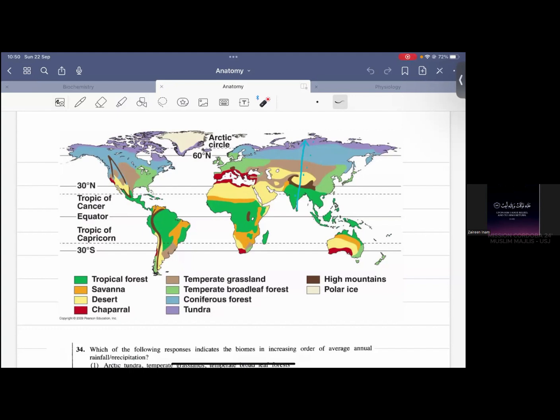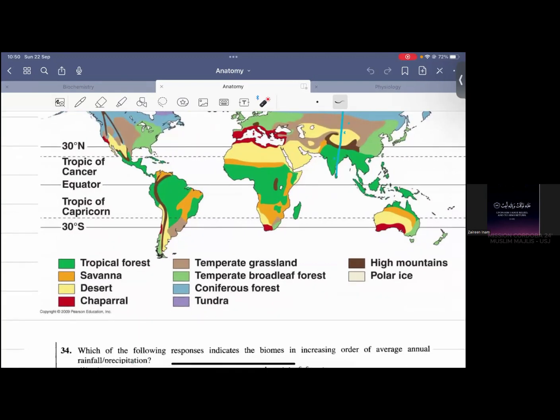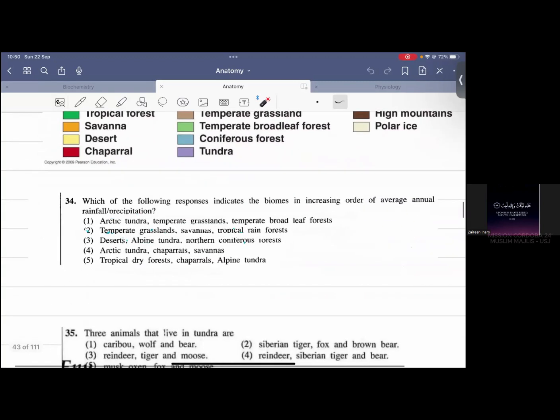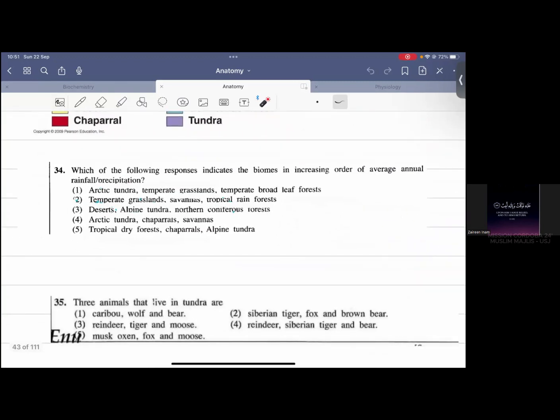If you are putting it in chat, I won't be able to see because I'm sharing the screen. So I hope no doubts, because obviously there cannot be any doubt. So let's do some questions. Unmute your mics and please be ready. The first question, this is from your final paper itself. Which of the following responses indicates the biomes in increasing order of average annual rainfall?